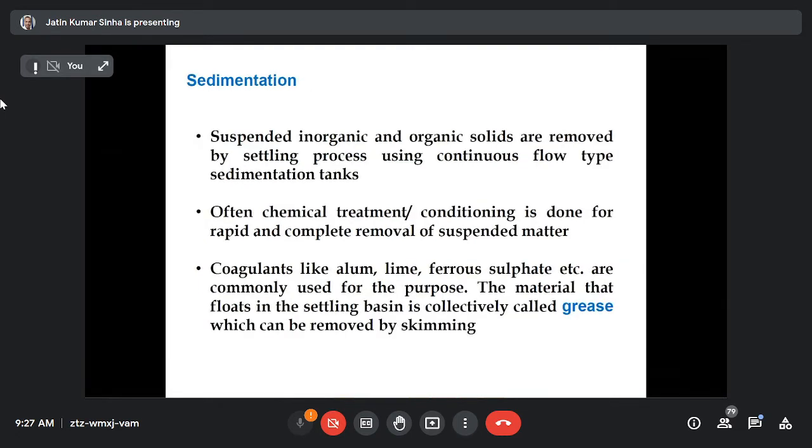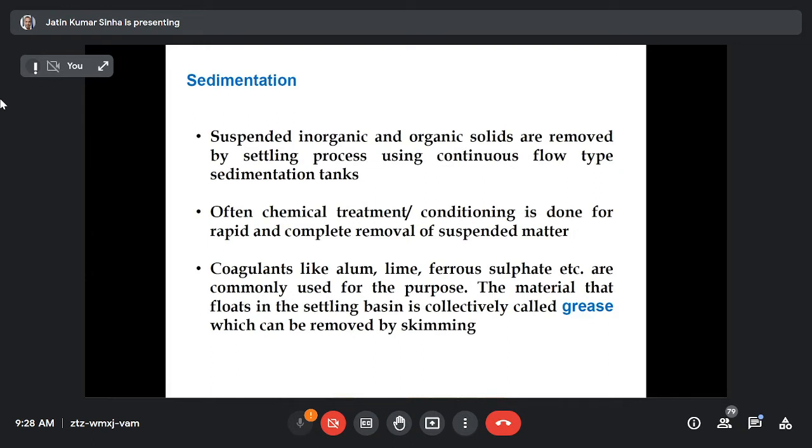Sedimentation, as I told you here, suspended inorganic and organic solids are removed by a settling process using continuous flow type sedimentation tanks, and this is often aided by chemical treatment. Okay, conditioning is done for the rapid and complete removal of suspended matter. So for this purpose, coagulants like alum, lime, ferrous sulfate, these types of chemicals are being used.